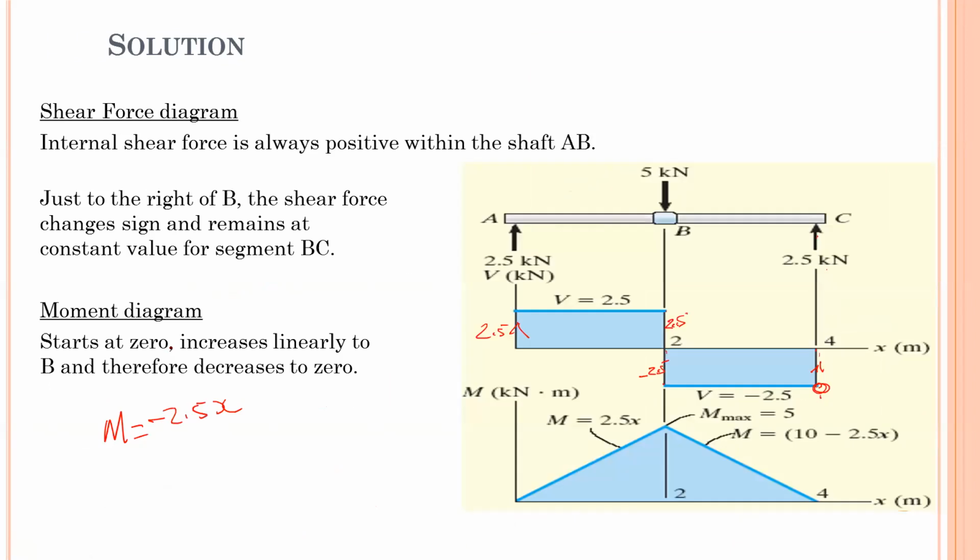Was it minus? No, it's positive. And the other one was minus 2.5x plus 10. So for the first part, this was the formula. It's 2.5x, so anywhere you put in, this is 0 and this is 2. When you drop 0 in it, it drops here. When you put 2 in it, it carries to 5.